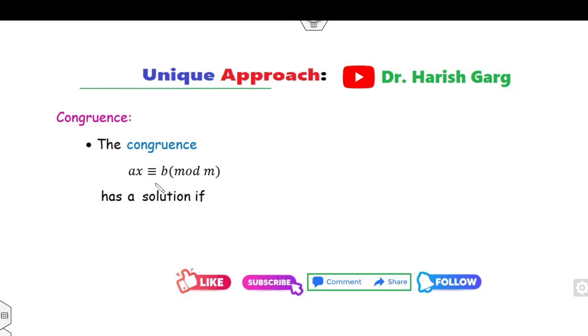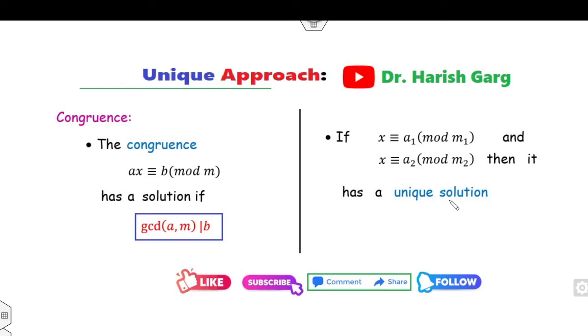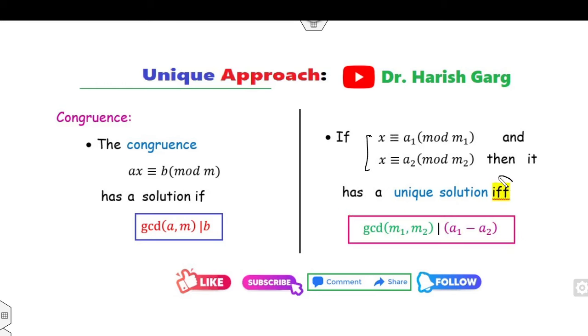How can you define the solution? This congruence has a solution if you find the GCD of the coefficient of x and the modulus value, fine. If this quantity divides this number b, then you can say this equation has a solution, otherwise not. If you have a system of congruences, then it has a unique solution if and only if, again, you find the GCD of m1 and m2, in this case the coefficients are 1, and it must divide a1 minus a2, fine. Make sure the system of congruences is used as an if and only if. Sometimes this is also called the Chinese remainder theorem.